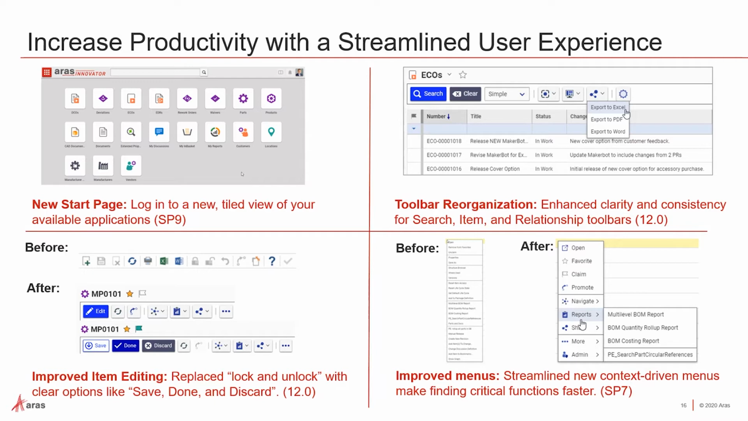In the lower left here, another aspect of that streamlining of the toolbars was to improve the item editing functions. So before in 11, when you wanted to edit an item, you would click lock and then you would do your work and then you would click save, unlock, and close. Now we have simple functions like edit to go into edit mode and then save, done, or discard. So very straightforward and intuitive. Finally, improved menus. We've gotten away from very flat menu structures to a multi-level structure which clearly matches the layout and the icon designation of the toolbars.